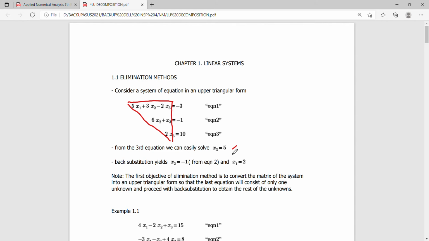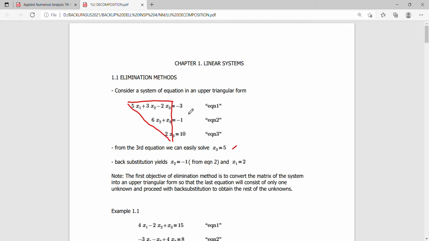And upon doing so, we simply back substitute this value of x3 from the third equation going down to the first equation, and it will also give us a very easy procedure on how to find the rest of the unknowns, wherein x2 is simply solved, and the value of -1 is obtained from equation 2, and x1 subsequently is also determined by simply back substituting the values of x2 and x3 in equation 1.